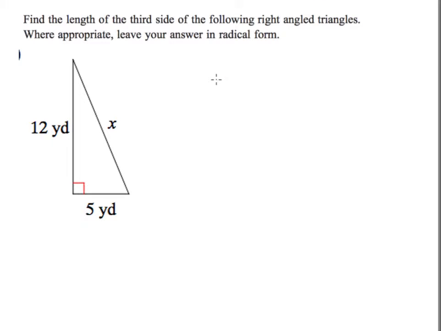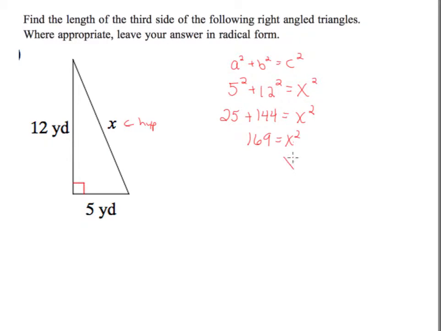In example 1, we're asked to find the length of the missing side. First you need to identify if that side is a hypotenuse or a leg so that you can plug it into the Pythagoras theorem. So we plug in our two legs, 5 squared plus 12 squared equals x squared. Then we just simply solve using our algebraic form.